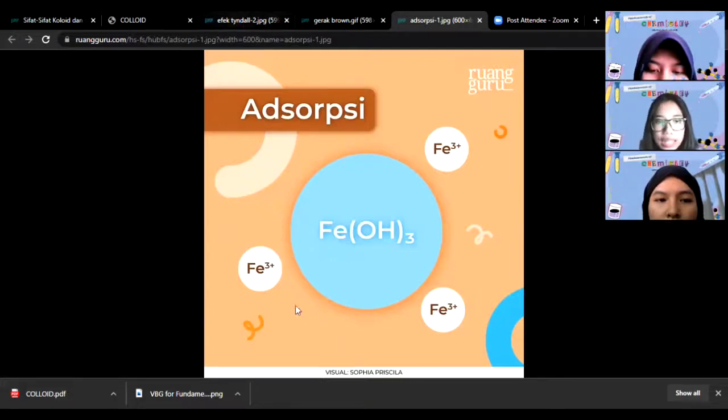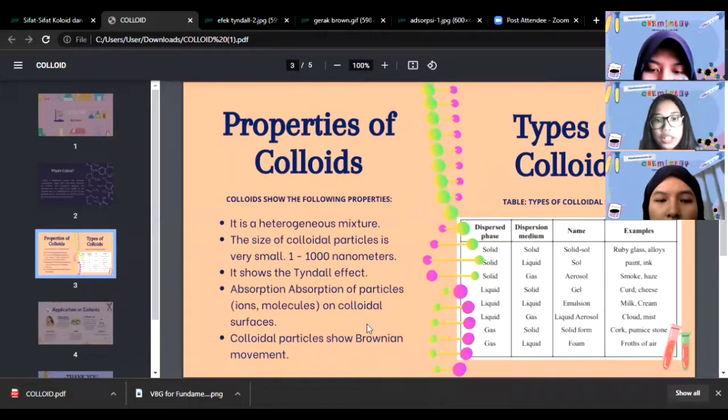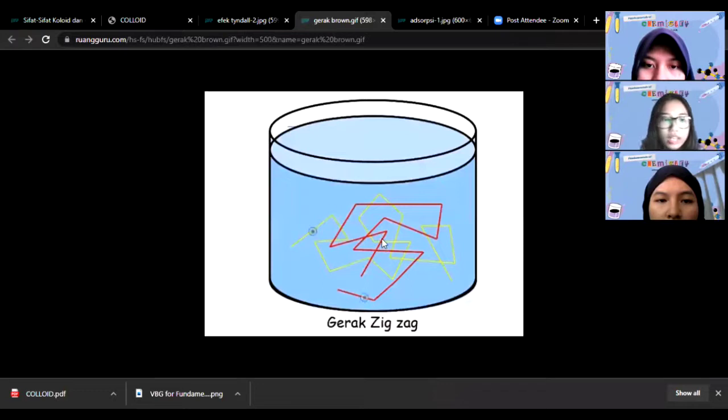And the next is that colloidal particles show Brownian movement. About Brownian movement, we can see here. Brownian movement is when colloidal particles move randomly, with a broken path or zigzag, in the dispersing medium. You can see here. This movement is caused by collisions between colloidal particles and the dispersing medium. This is the dispersing medium, and this is the colloid.